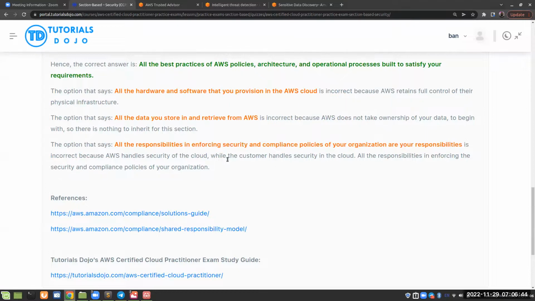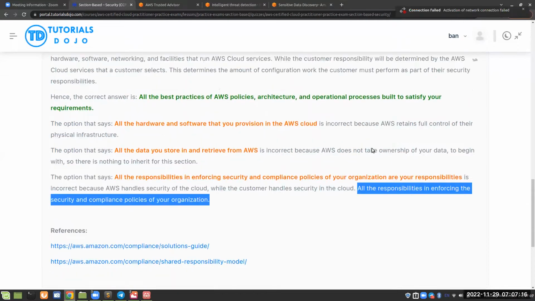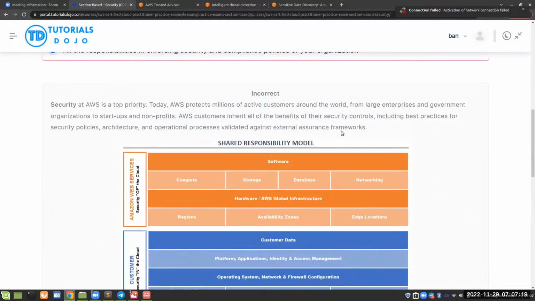All responsibilities in enforcing security and compliance of your organization is incorrect because AWS handles security of the cloud while the customer handles security in the cloud. All the responsibilities in enforcing the security and compliance policy of your organization, you still have to do that because every organization will be different. AWS provides services that organizations can use to manage security the way they want in the cloud. So those are the key things here that eliminate the wrong options.